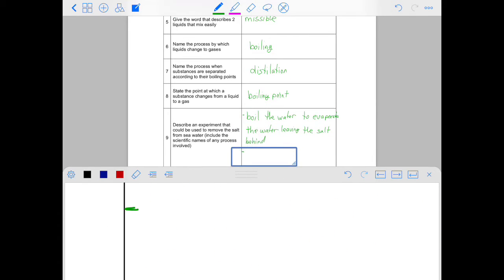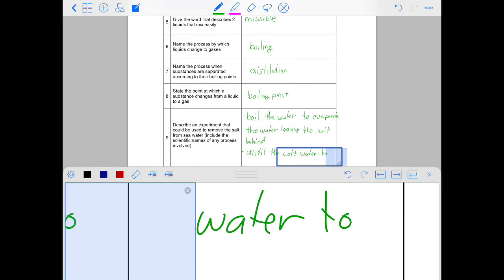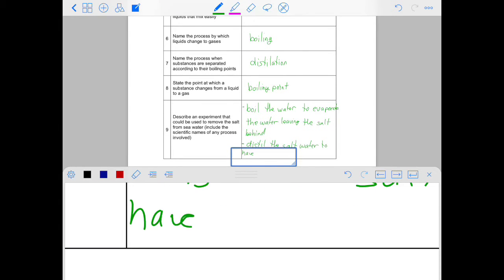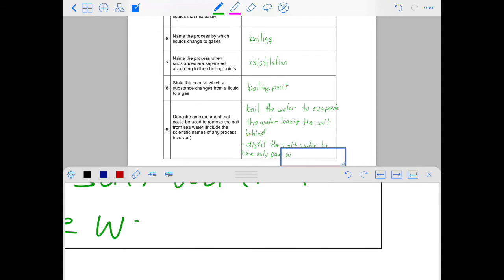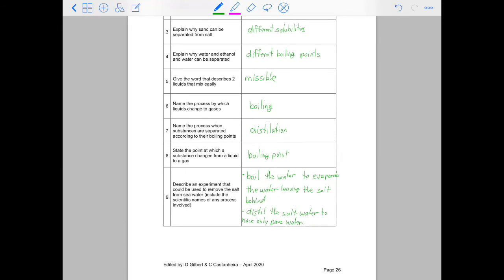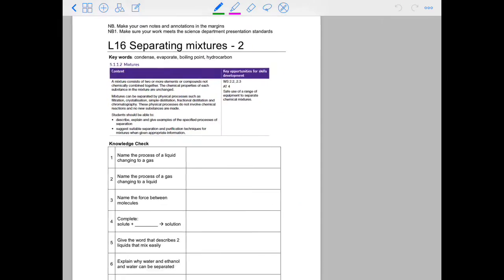You could also distill the salt water to have only pure water. If you wanted to take the water out, then you would use distillation. If you just wanted to get the salt off, you would just boil the water off of the salt. So any questions about that, email your teacher and we'll move on to the next part of the lesson.